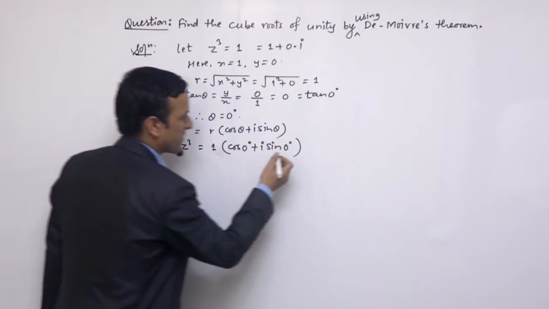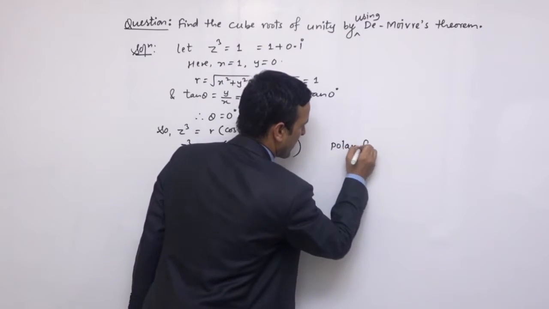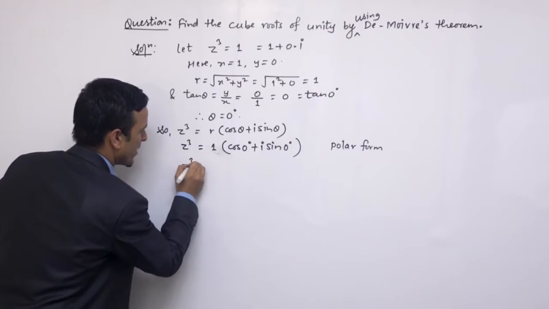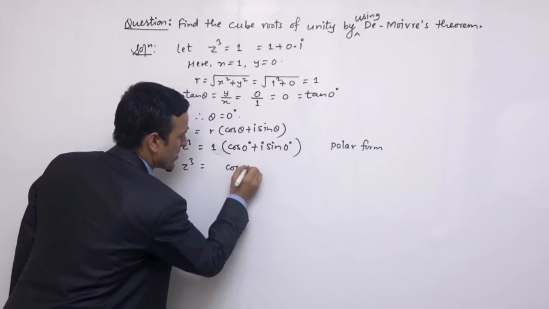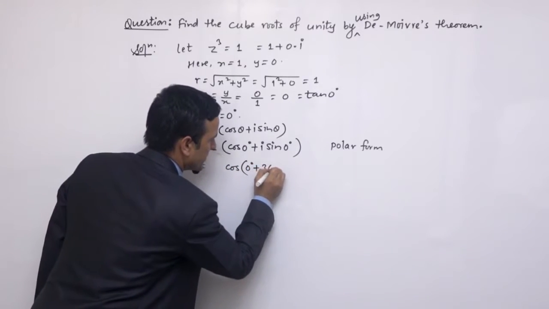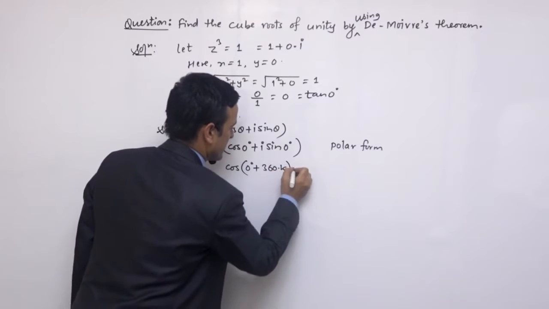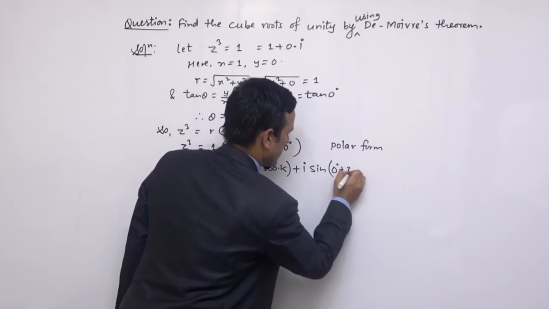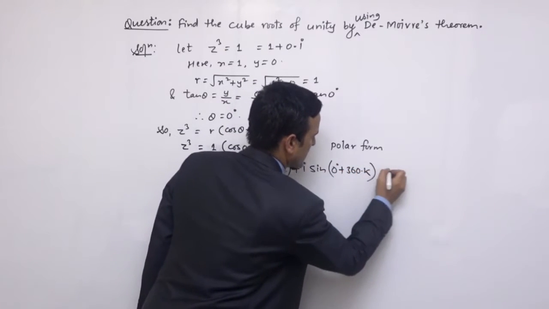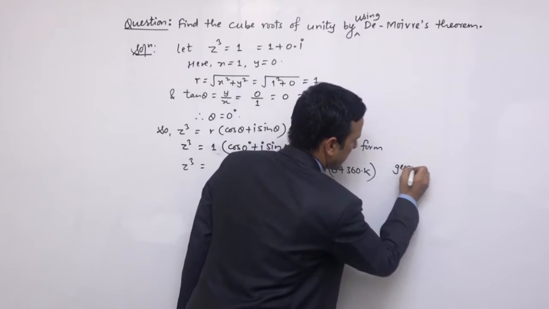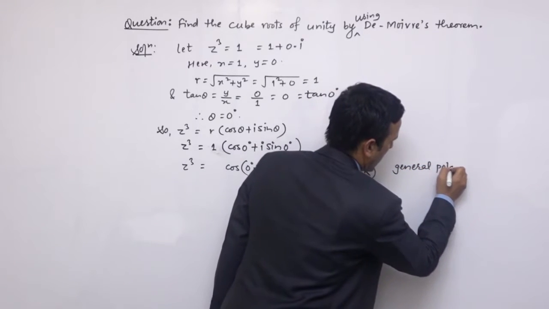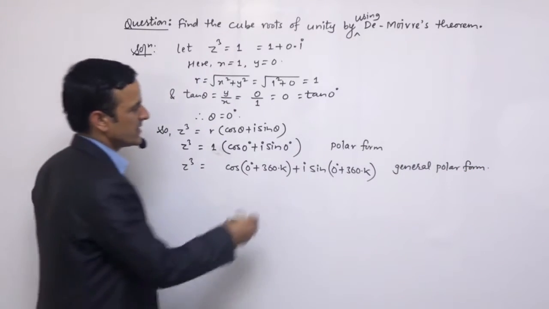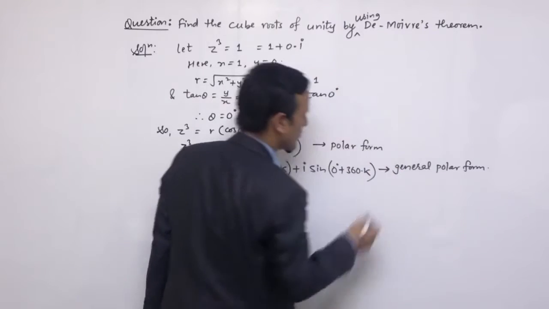So write down the polar form here. So change it into general polar form. So cos(0 degree plus 360 into k) plus i sin(0 degree plus 360 into k). So this is called general polar form. This is polar form and this is general polar form.